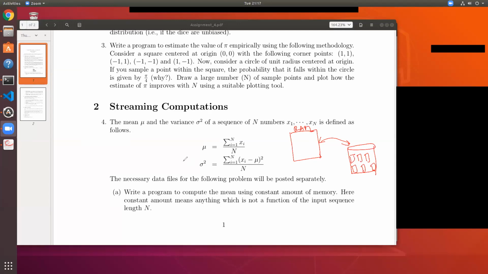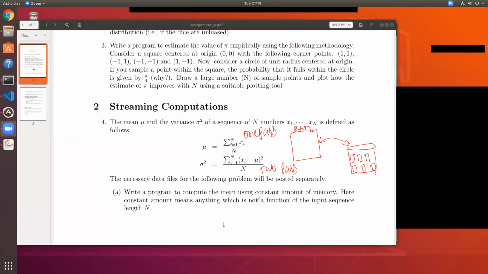Now, let's say when we come to variance, this is the formula for variance. In order to compute the variance, you have to access your data 2 times. That is super expensive. Does it make sense? You can compute mean in 1 pass, but here 2 passes are required to compute variance. 1 pass to compute mean, the second pass to compute xi minus mu squared.